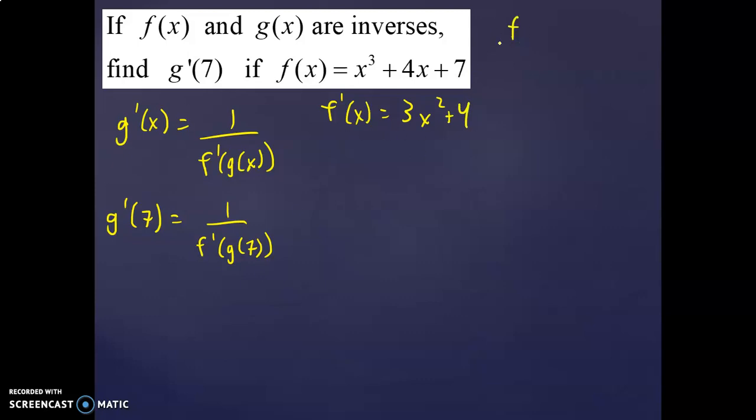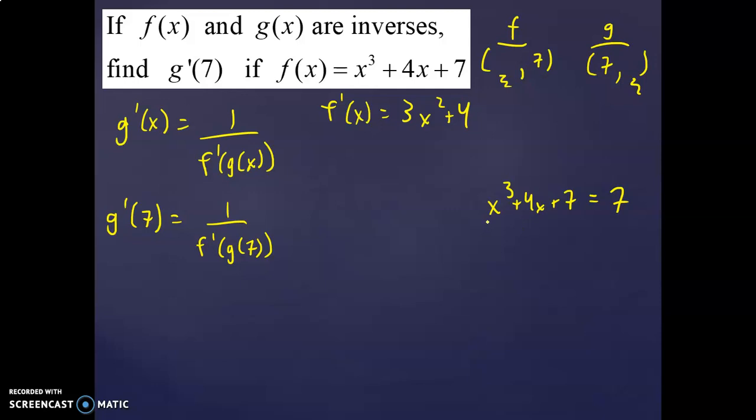So now I need to figure out what g of 7 is. Again, I don't have the function for g, so I can't just plug 7 into a formula. But I know there has to be a point on f that is the image point for this one. So there's some x value here that's going to be the same as the y value here. So I need to know when f is equal to 7. Not f prime, but f. So x cubed plus 4x plus 7 is equal to 7.